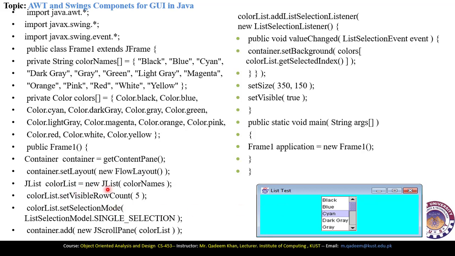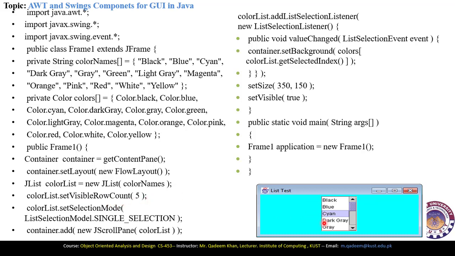Now JList colorList is going to be new JList(colorNames). The colorNames array, which is the string of color names, is provided to the constructor of the JList. colorList.setVisibleRowCount(5).